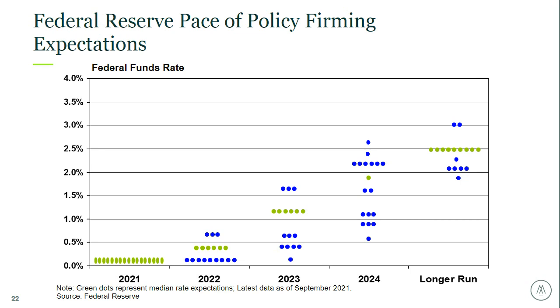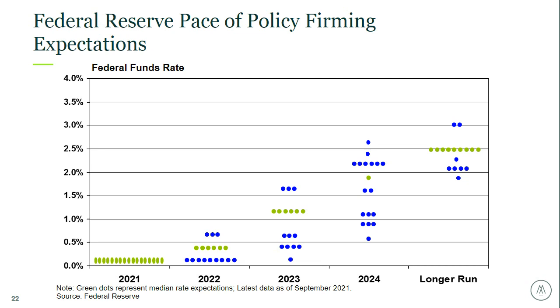But as we move through time, more and more participants, each dot is a participant, think rates are going to start normalizing. They look at a rate increase next year, it looks like 1 or 2. And then as we get to 2023, it looks like another 2 or maybe 3. And then as we get to longer run, which is 2024 and 25, I think they're thinking rates on the short end go to 2.5%. Quite frankly, rates should today be at 2.5% with the inflation rate we've got.